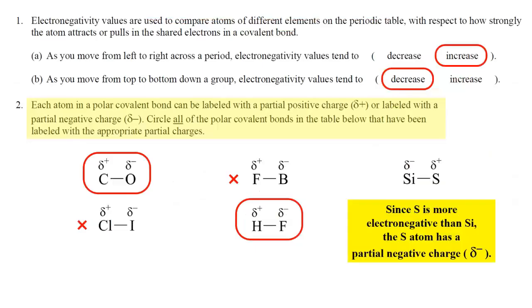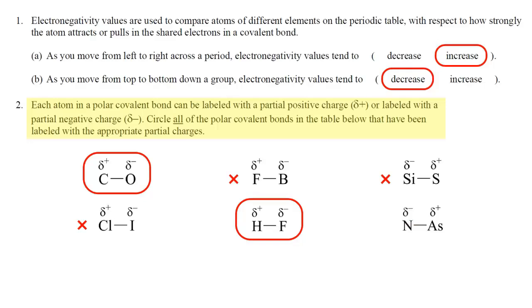And since sulfur is more electronegative than silicon, then the sulfur atom should have a partial negative charge. So this bond has not been labeled correctly with the appropriate partial charges. And then the last one to consider in question 2 is the bond between nitrogen and arsenic.